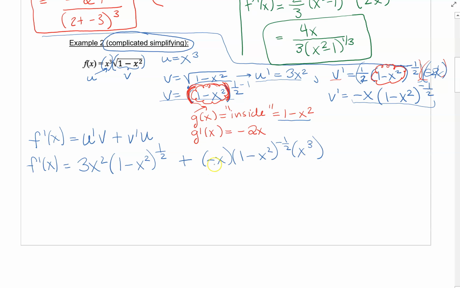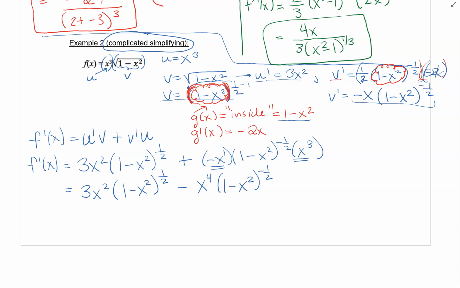So on this second part, I can combine these bases of x. I can multiply them together by adding the powers. So I get 3x squared times (1 minus x squared) to the 1/2 minus x to the 4th, I get that from adding the powers, times (1 minus x squared) to the negative 1/2.